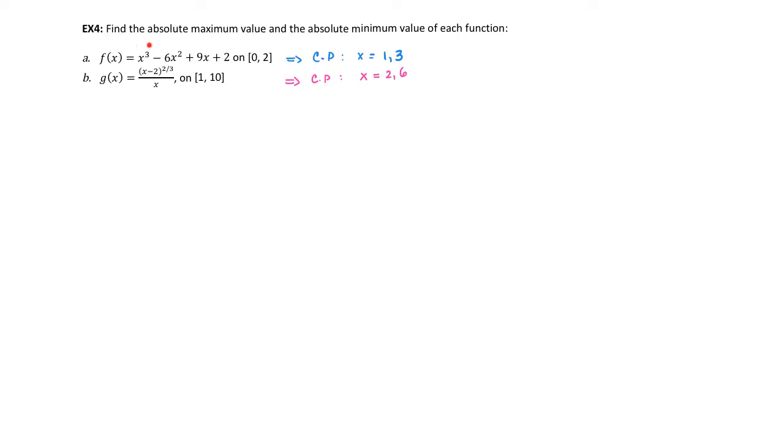Example 4 is asking us to find the absolute maximum value and the absolute minimum value of each of the following functions, f of x and g of x. In order to do this problem efficiently and also very quickly, we want to be able to use the extreme value theorem, the EVT. The extreme value theorem, if you remember, said that if a function is continuous in a closed interval [a, b], then we know for sure that it has an absolute max and an absolute min.